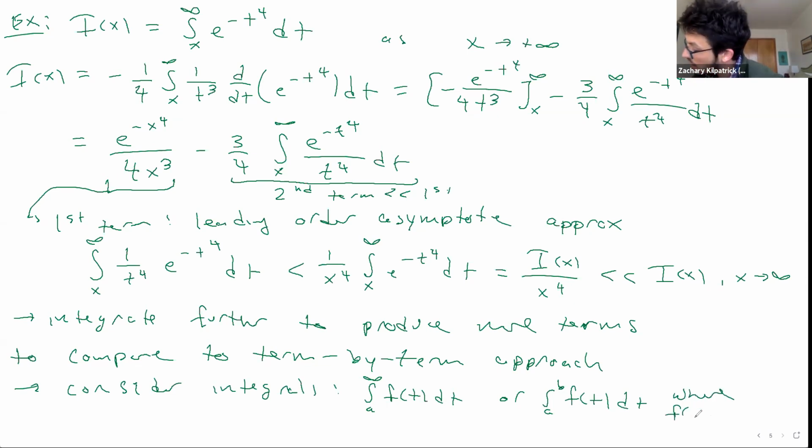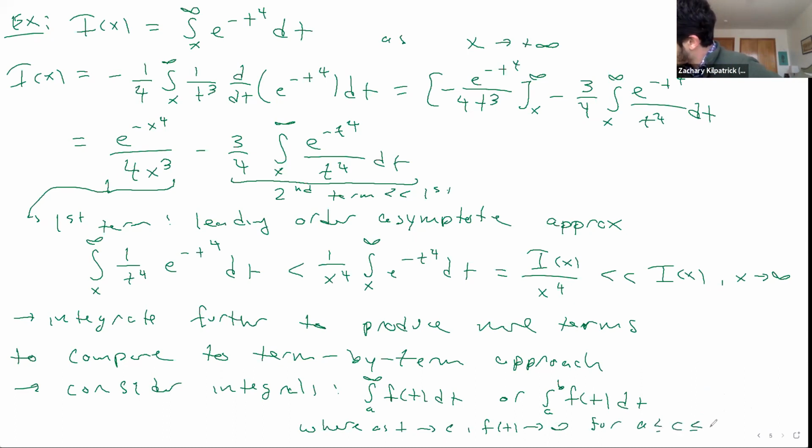where f of t goes to infinity as t goes to, I'm going to run out of space here. Where, as t goes to c, f of t goes to infinity, for a is less than or equal to c is less than or equal to b. Okay. So there's some cases here, right, where these integrals exist and converge, okay?